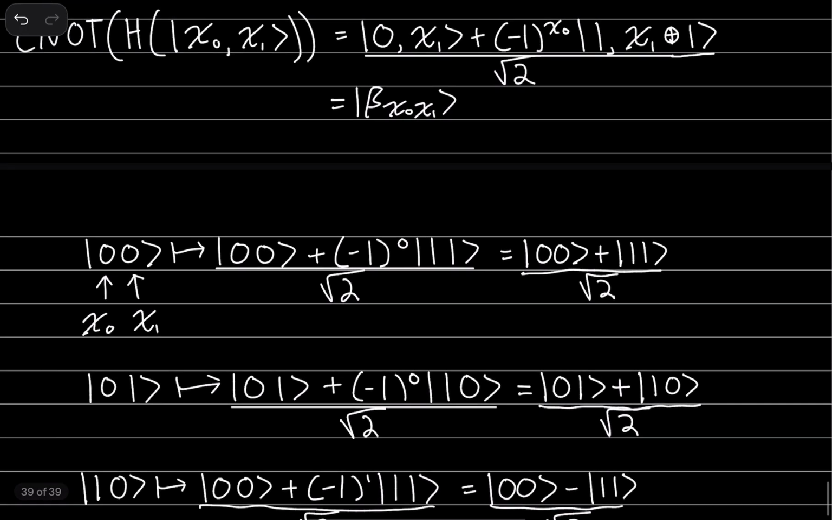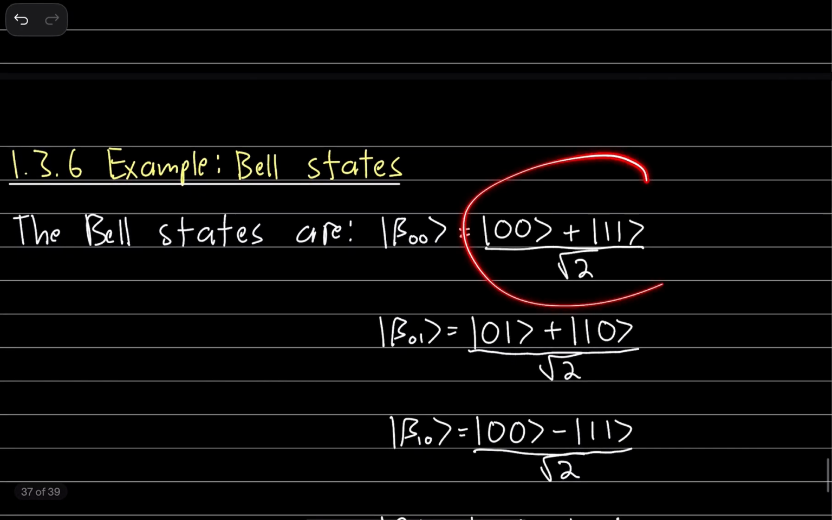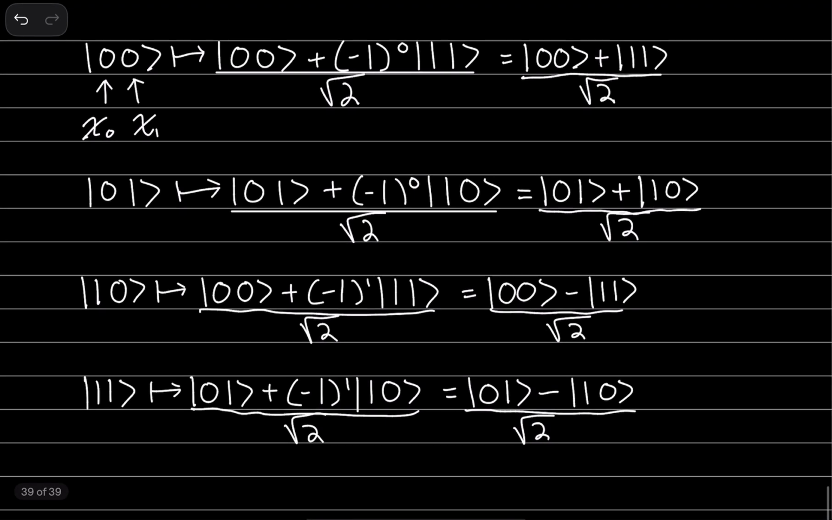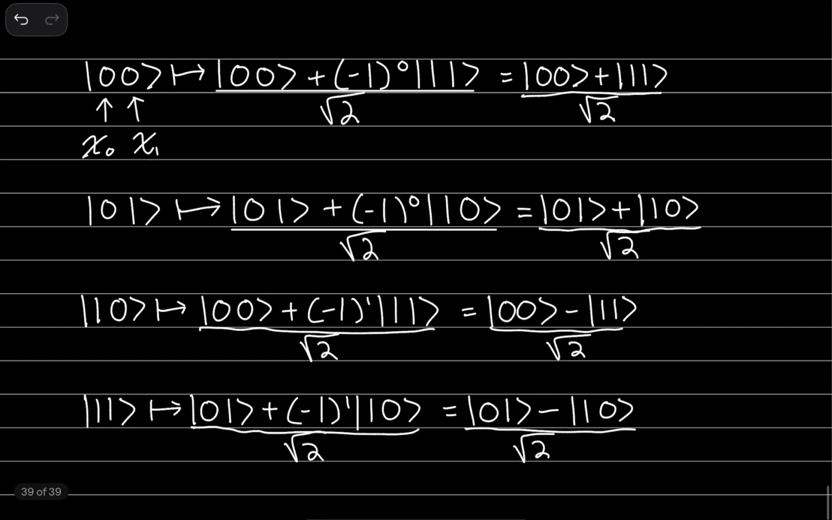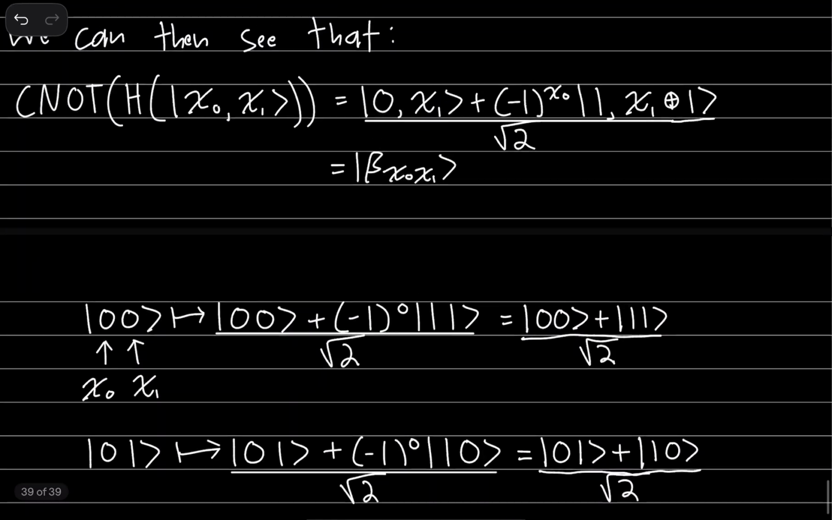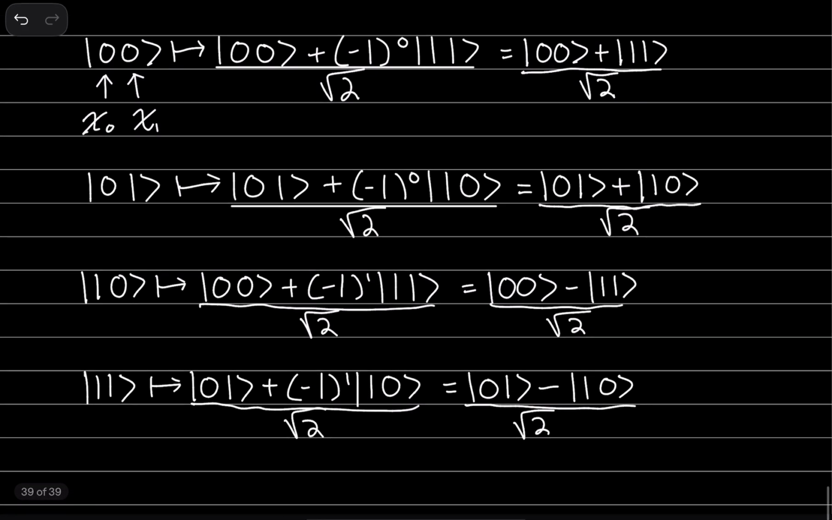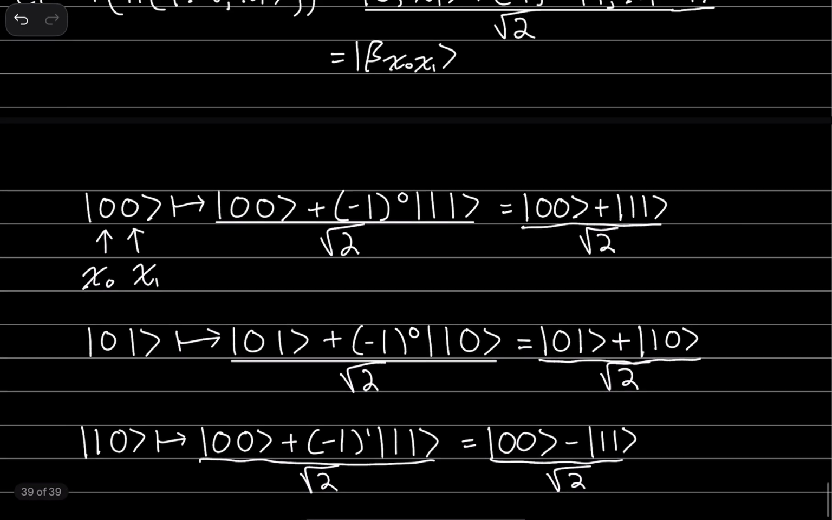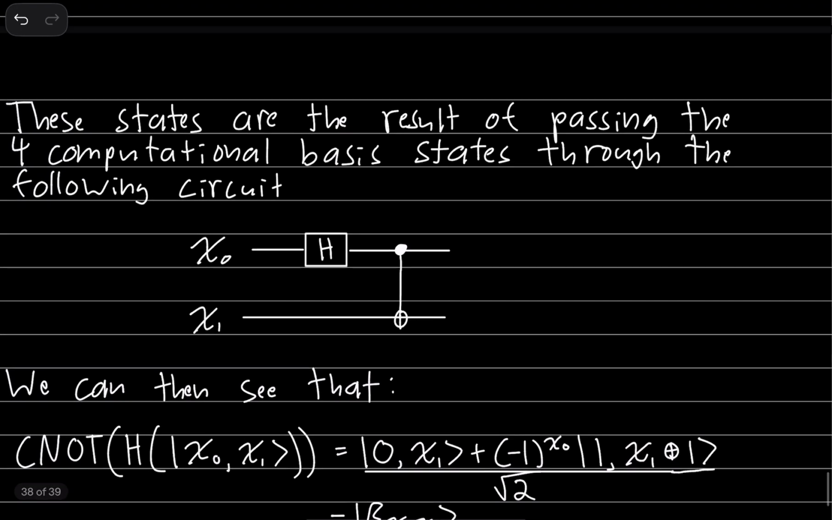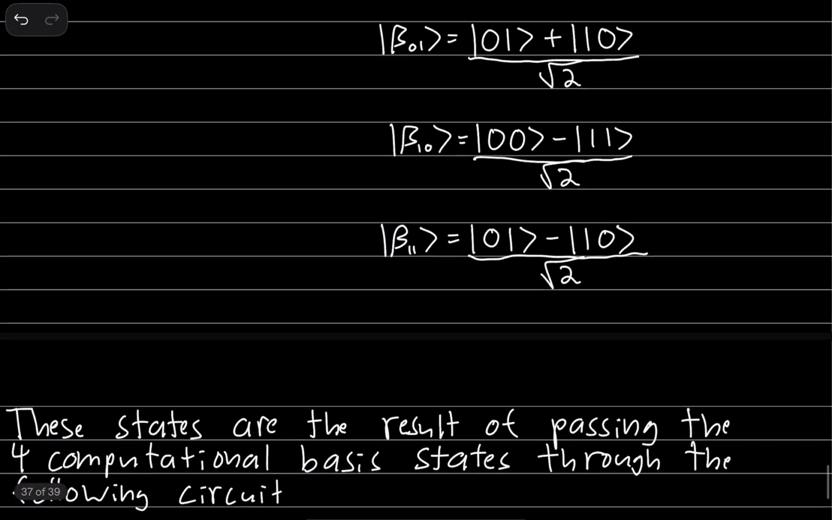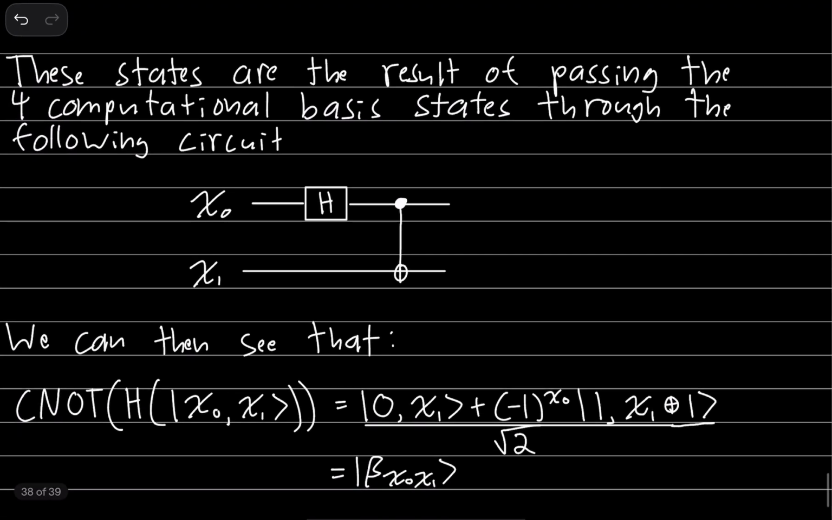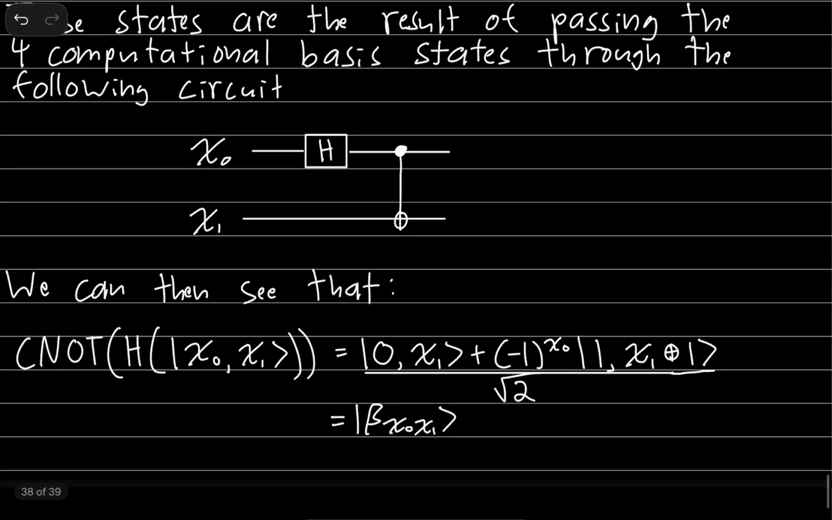If we pass in 0, 0, the computational basis state 0 0, out pops this Bell state, which we noted up here, and then we can do that 3 more times. If you want, pause the video and check that you can pass those into this equation and verify that. But yes, that is the idea behind quantum circuits in diagram form, with an example of the quantum circuit that creates the Bell states.